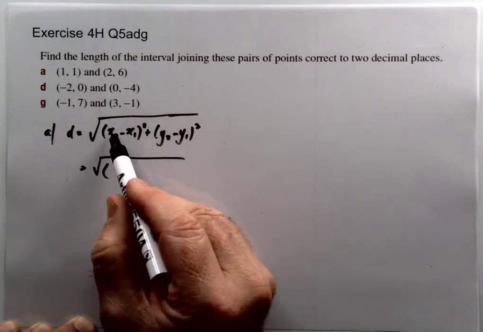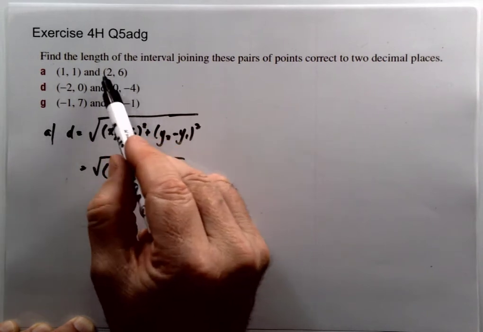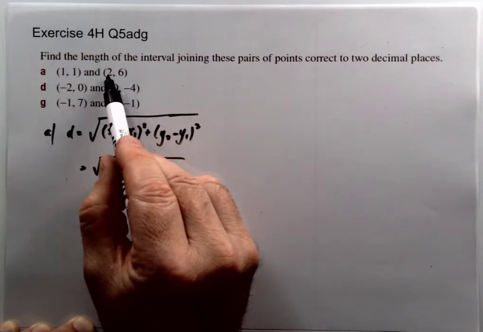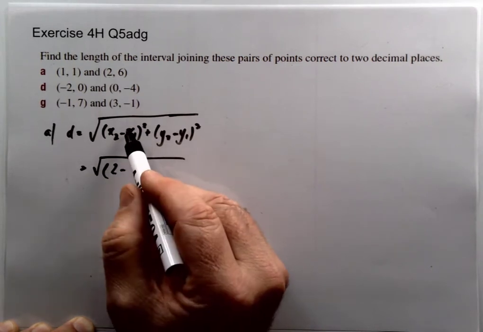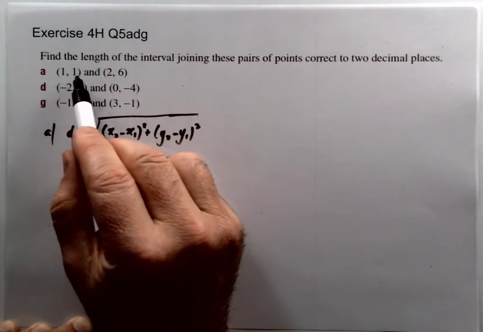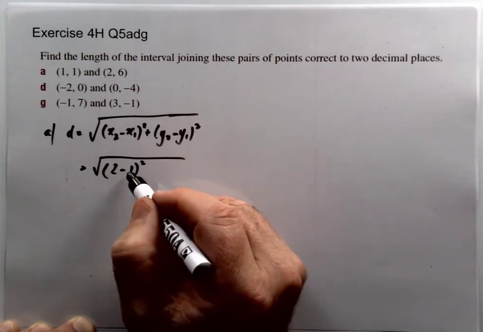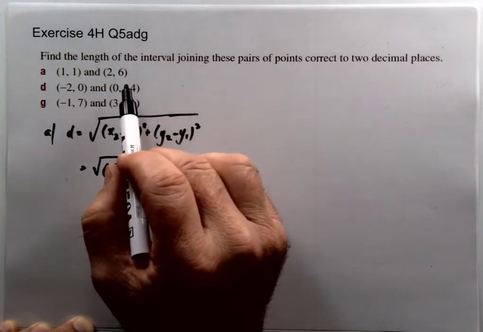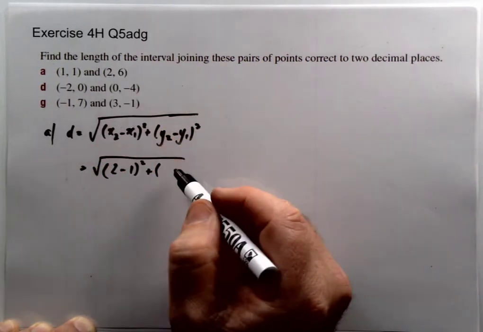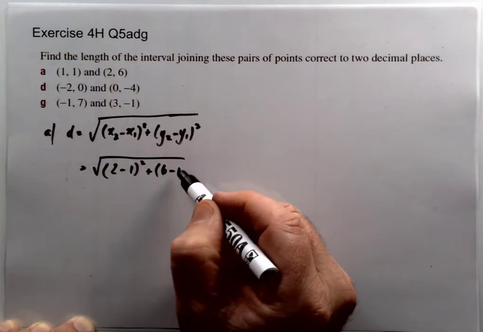So x2 is the x value in the second set of brackets. So go to the second set of brackets, that's the x value there. So this is x2, just happens to be the digit 2. And x1, well, first set of brackets, the x value happens to be 1. That's a coincidence that x2 is 2 and x1 is 1. Similarly, y2 is the y value in the second set of brackets, so 6. y1 is the y value in the first set of brackets.